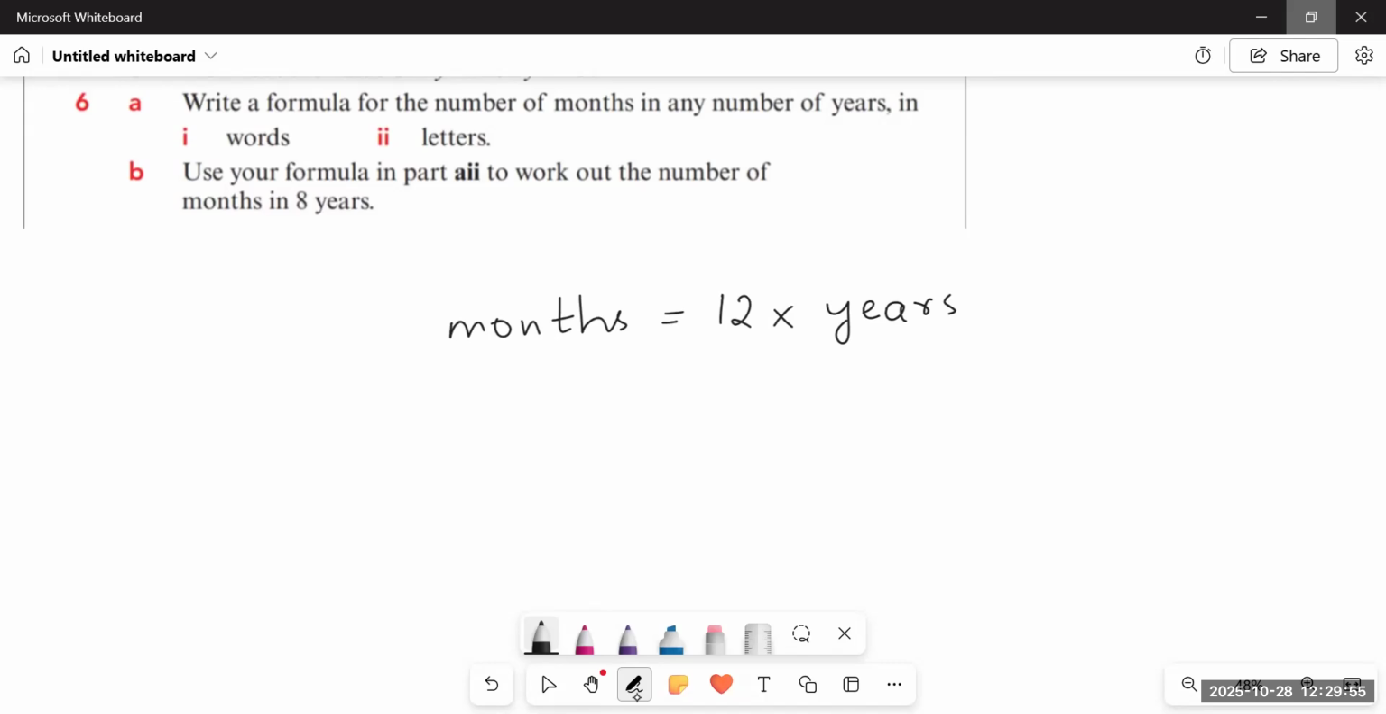So if we have to find out the number of months, we simply have to multiply the given number of years by 12. That's all. And if we have to write it in letters, that is in variables, let's suppose months as m and years as y. So it becomes m is equal to 12y. Similarly, if you need to convert the number of days into hours, we know that one day is equal to 24 hours. So hours is equal to 24 multiplied by days. That is h is equal to 24d.